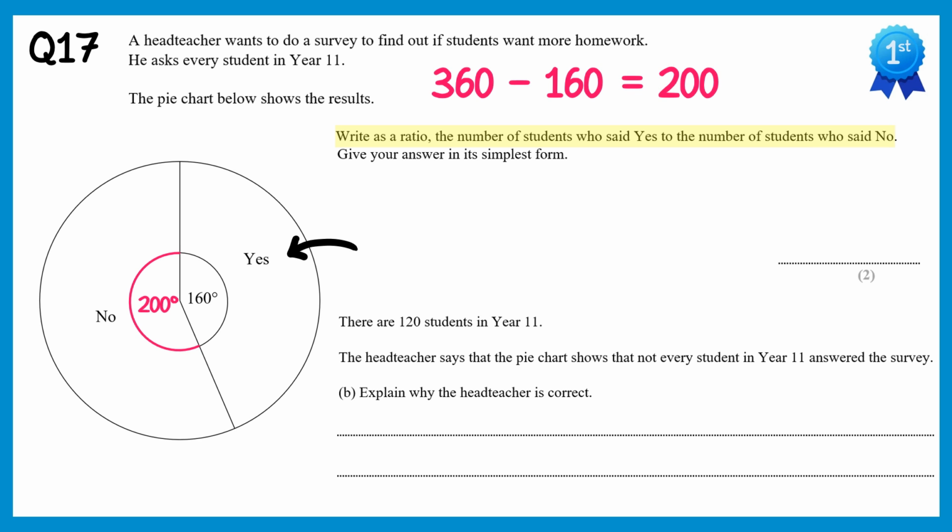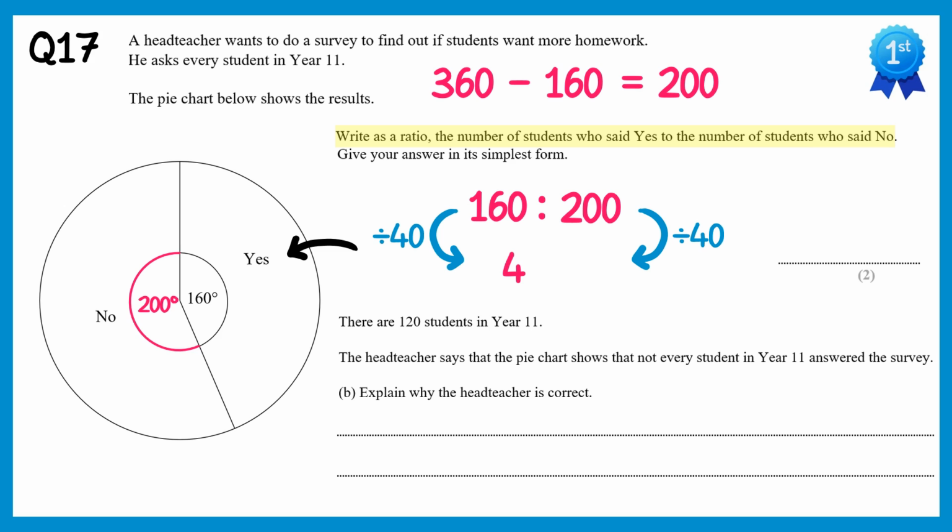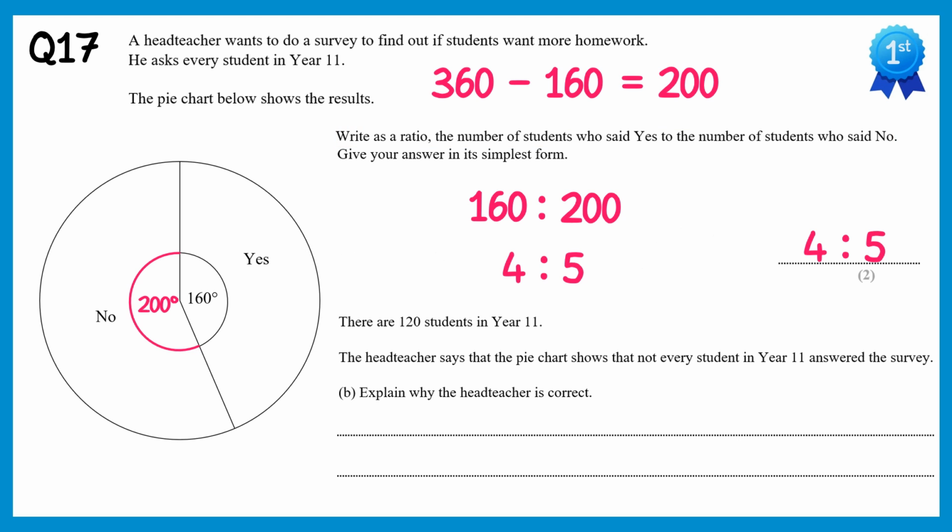So we can add that onto our pie chart. Now, whilst we aren't given information about the number of students in the pie chart, we can still find the ratio by using the ratio of the angles instead. So this is the ratio of the students who said yes to who said no, so let's use the angle for yes, and put that as a ratio to the angle for no. The question asks us to give these in its simplest form, so if you divide both of these by 40, 160 divided by 40 gives you 4, and 200 divided by 40 gives you 5. So the simplest form answer to this is 4 to 5.